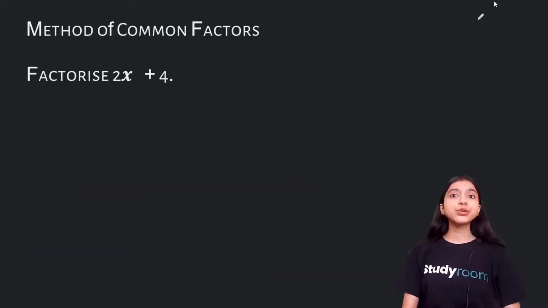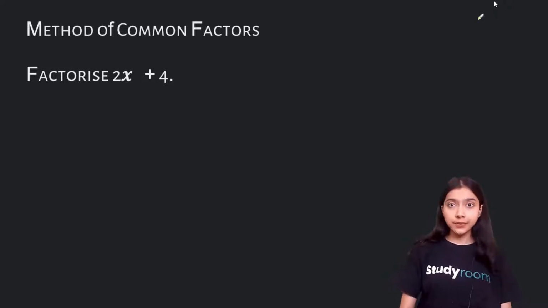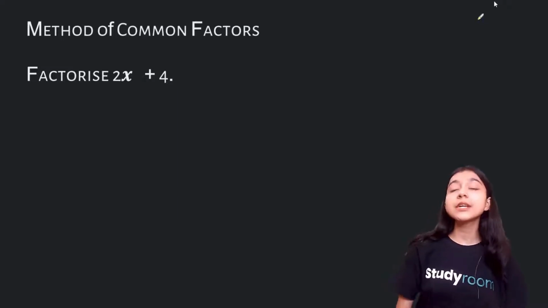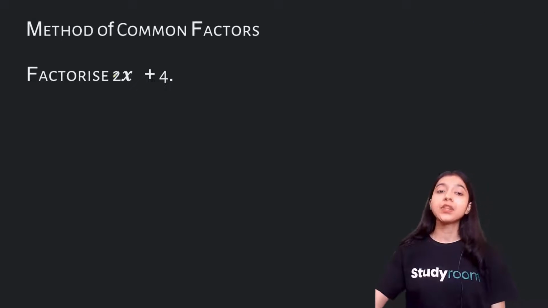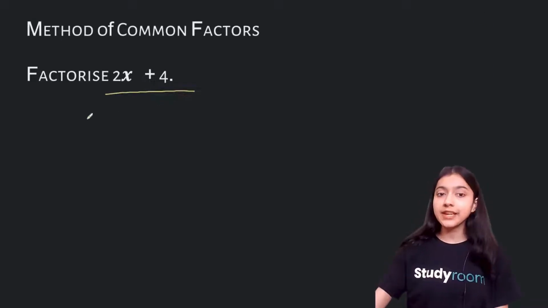Now I'll be teaching you the first method, that is the method of common factor. We have been given an algebraic expression. We have to factorize it by using the method of common factor. Now the question given to us is 2x plus 4. This is an algebraic expression.